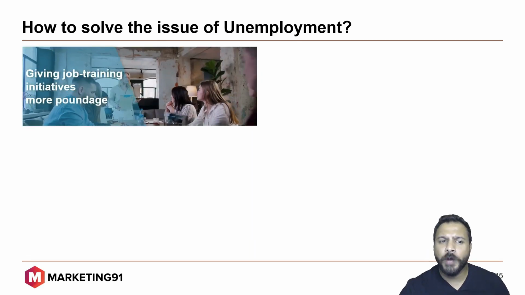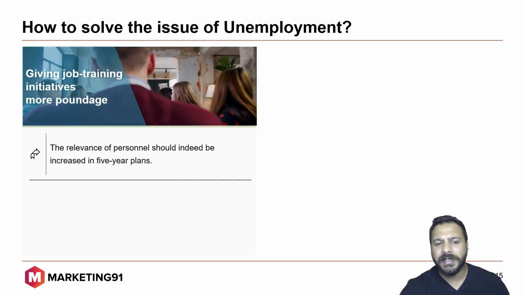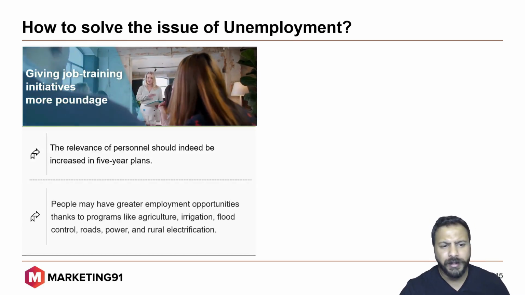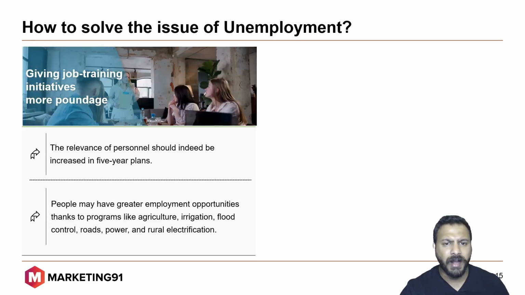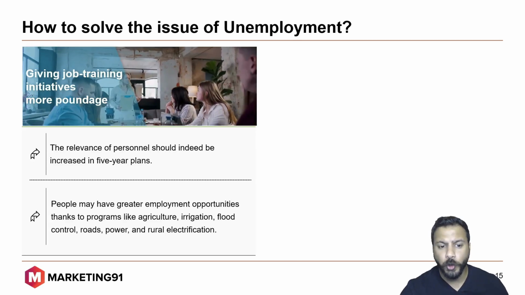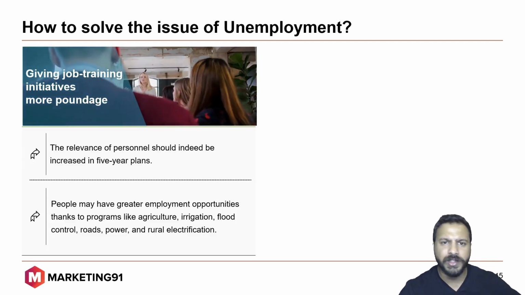Next, giving job training initiatives more emphasis. The relevance of personnel should indeed be increased in 5-year plans of any country. People may have greater employment opportunities thanks to programs in agriculture, irrigation, flood control, roads, power, and rural electrification. Thus, training in this direction is important.